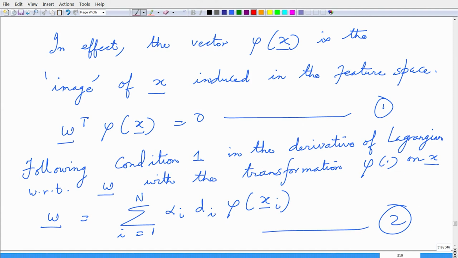So in effect, what is happening here? The vector phi of x is the image of x induced in the feature space, and as a consequence we need to figure out a hyperplane w such that w transpose phi is 0, that is, the inner product of the weight vector w and the feature vector phi of x has to be 0. That is the equation of the hyperplane.